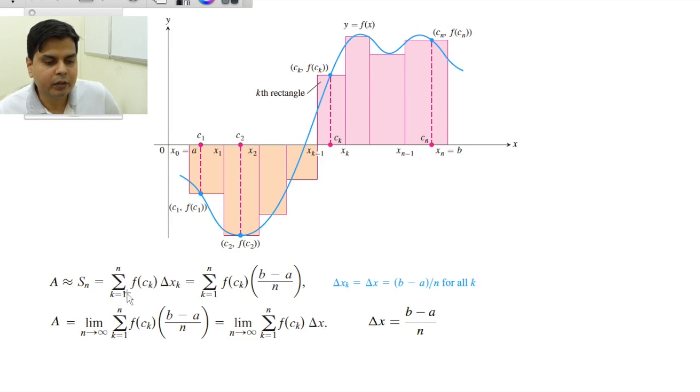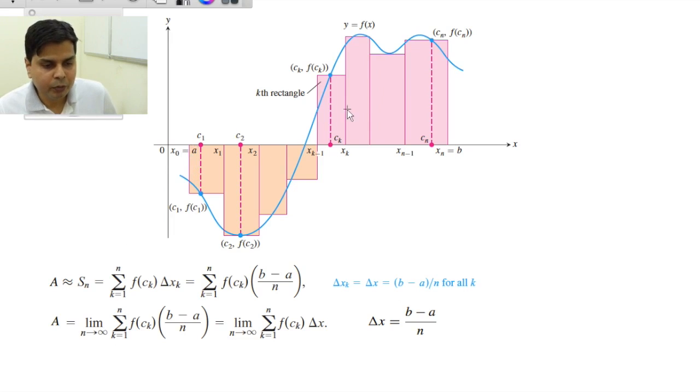k equals 1 to n, this is the summation. f(ck) is the height of each rectangle. Suppose I am working in this kth subinterval. The height of this rectangle is f(ck), and the width is delta xk, which is (b minus a) by n. So this gives me the total area of all the rectangles, the yellow ones and the blue ones. And I am saying that the total area of the rectangles will be approximately equal to the area under this curve. Now this is approximate.